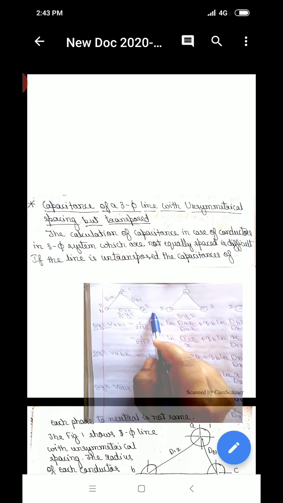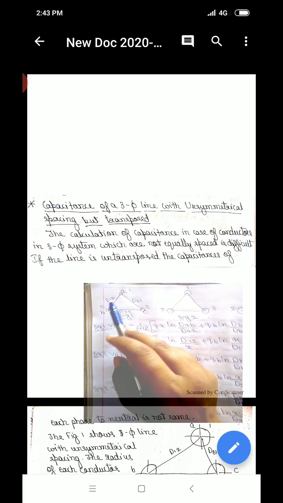Today we shall discuss the capacitance of a three-phase line with unsymmetrical spacing but transposed. Okay, three conductors. First you can see here A, B, C. The distance between the conductors is unsymmetrical.